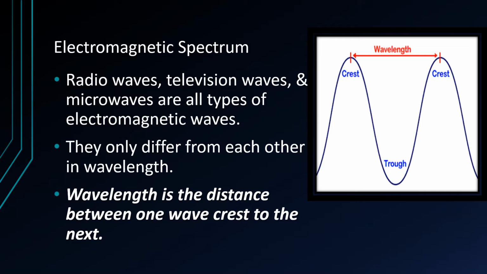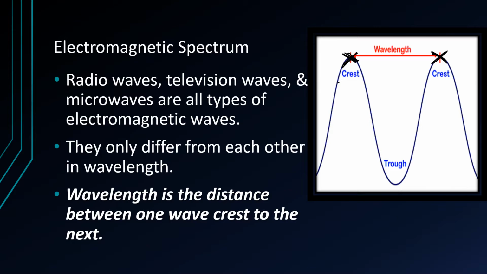Radio waves, television waves, and microwaves are all types of electromagnetic waves. They only differ from each other in their wavelength. And wavelength is the distance between one wave crest to the next. So if we were looking at a transverse wave, which is what this chart is, right here at the very top, where I've marked that X, is the top of a crest. And so we'd measure the distance from the top of the crest to the other crest to get the wavelength.